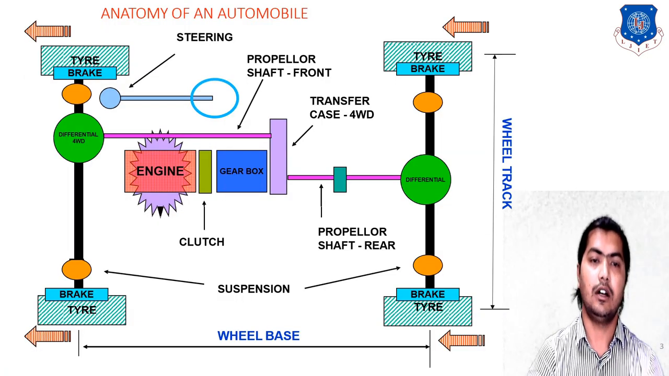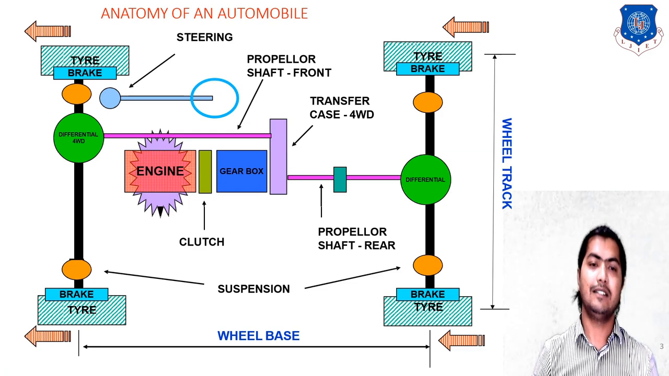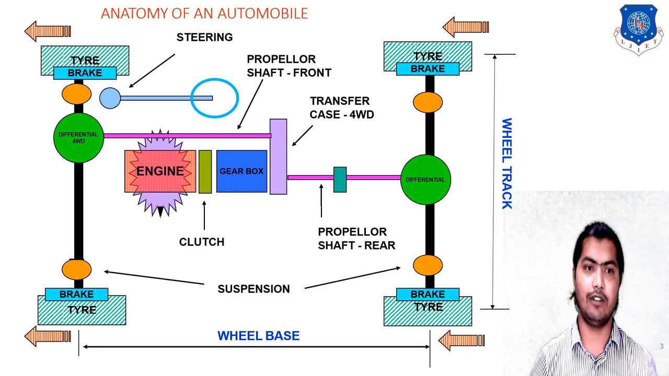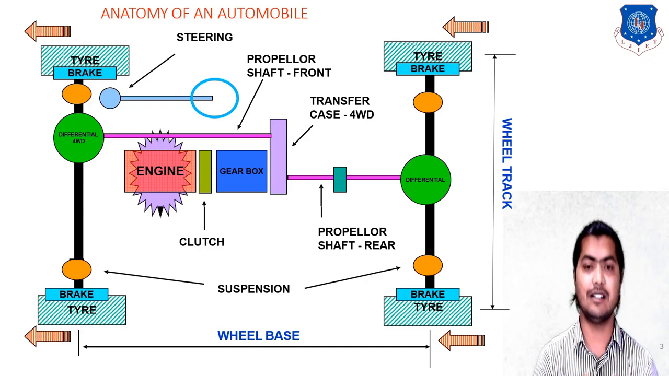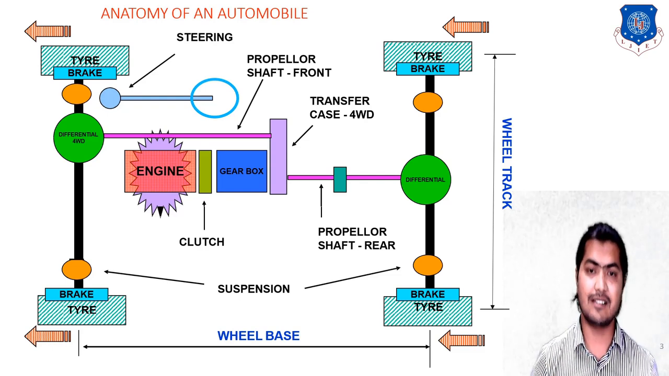So this is the anatomy of an automobile. This layout diagram is a four wheel drive layout. In this picture we will understand which type of components we will study in our subject.